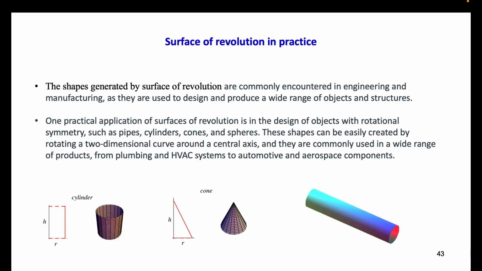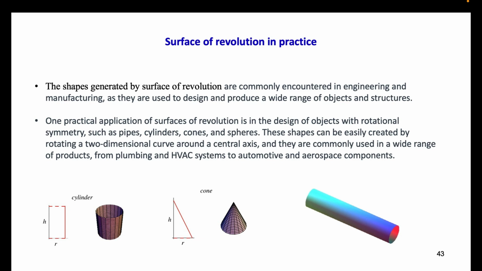Moving on, I'm going to talk about the surface of revolution in practice. The shapes generated by surface of revolution are commonly encountered in engineering and manufacturing, as they are used to design a product and produce a wide range of objects and structures. So we can see objects that are created using surface of revolution almost everywhere. The decorative items that we put in our living rooms all basically have good symmetry. Those are all products of surface of revolution.